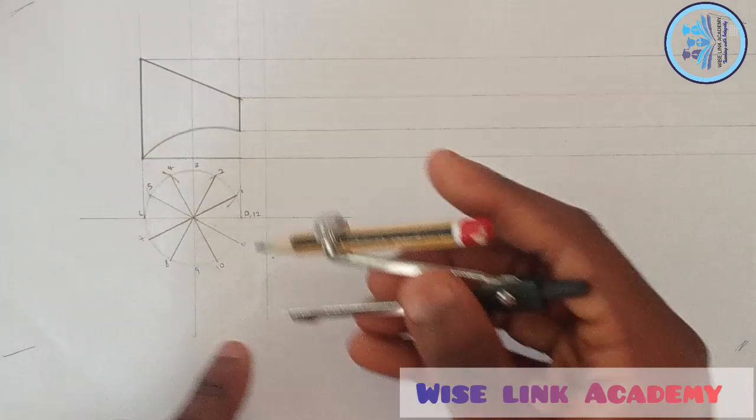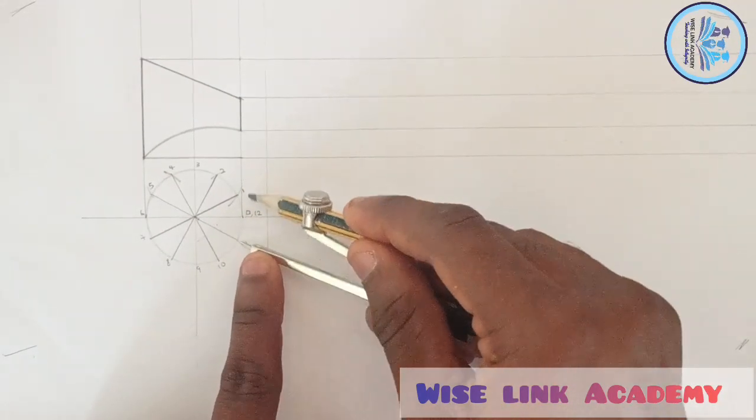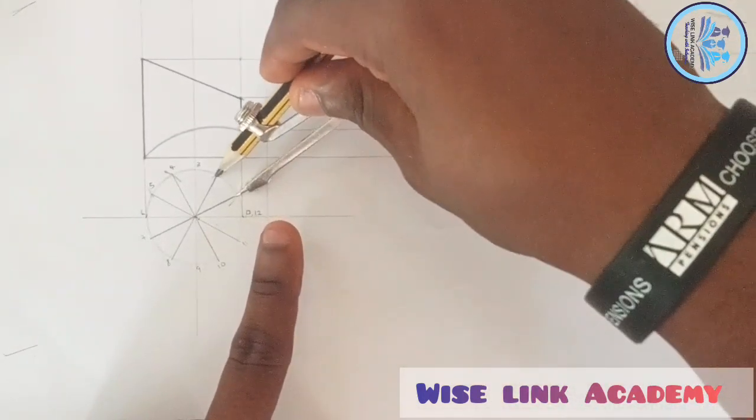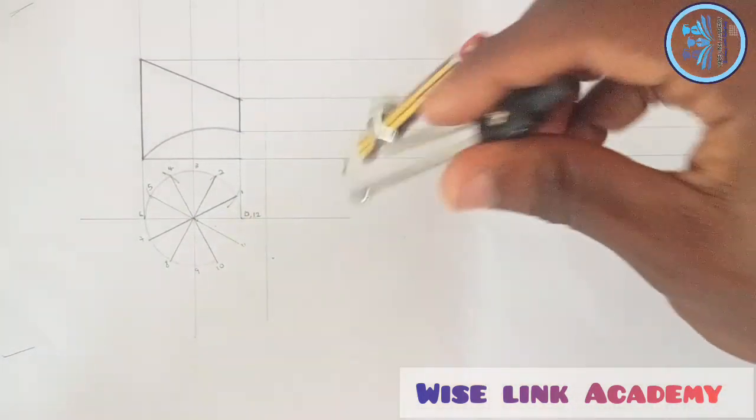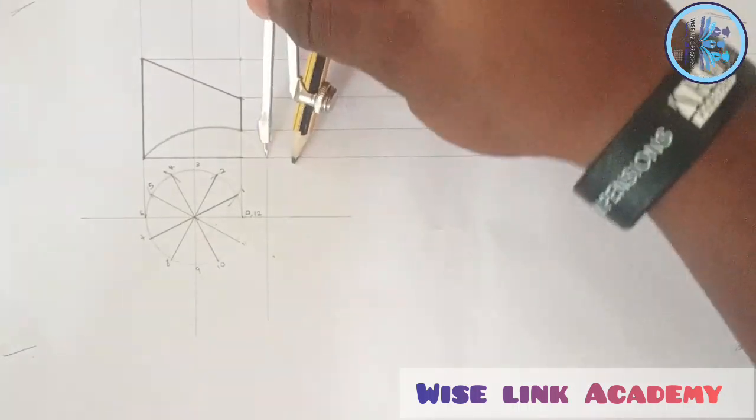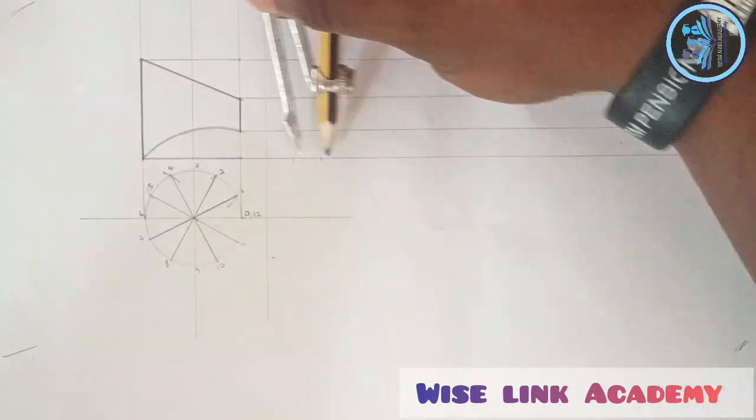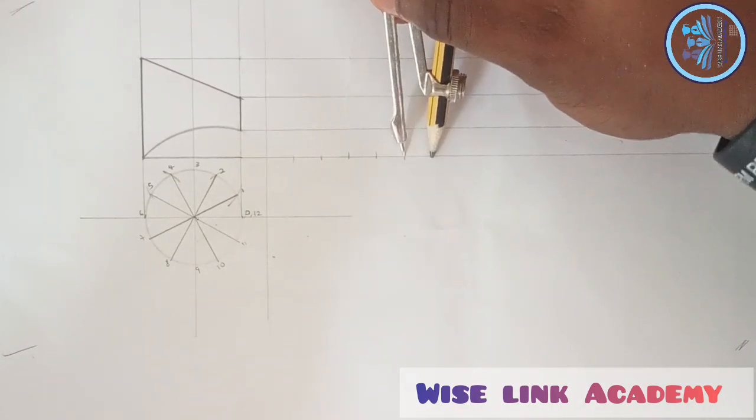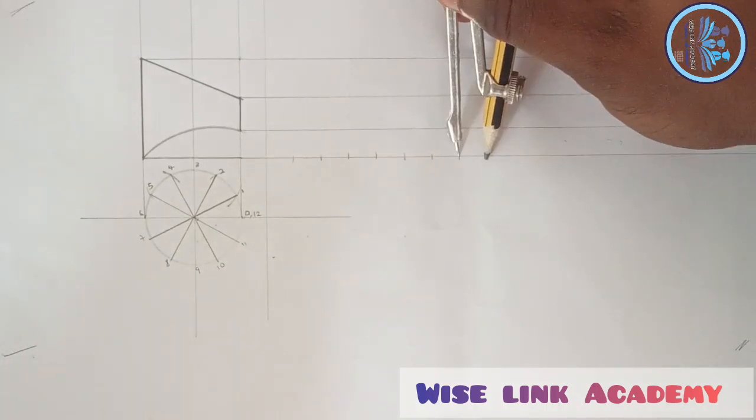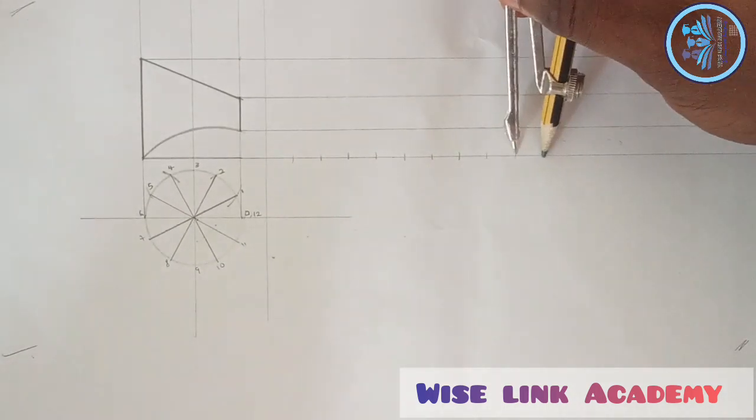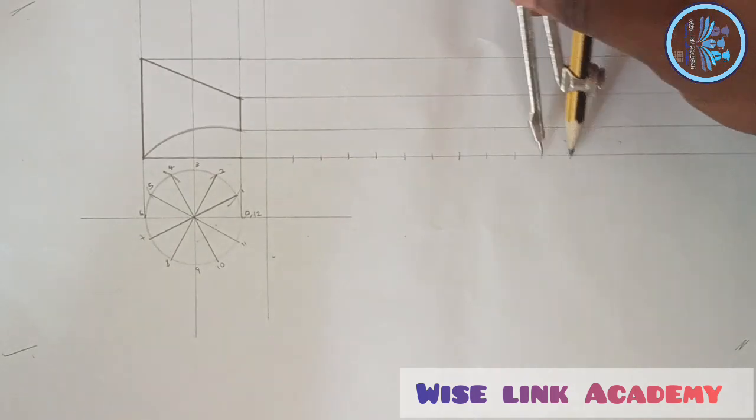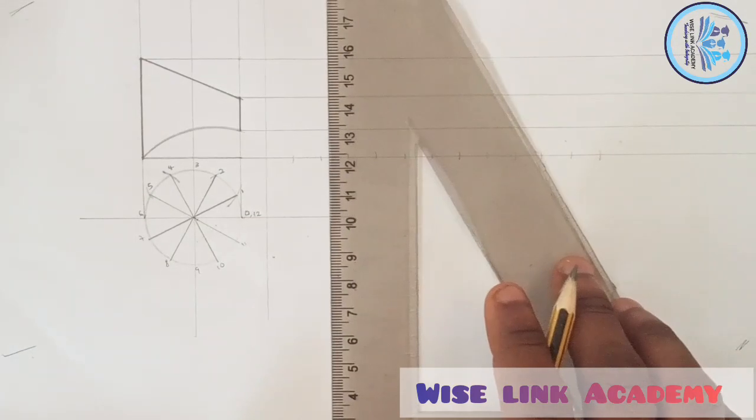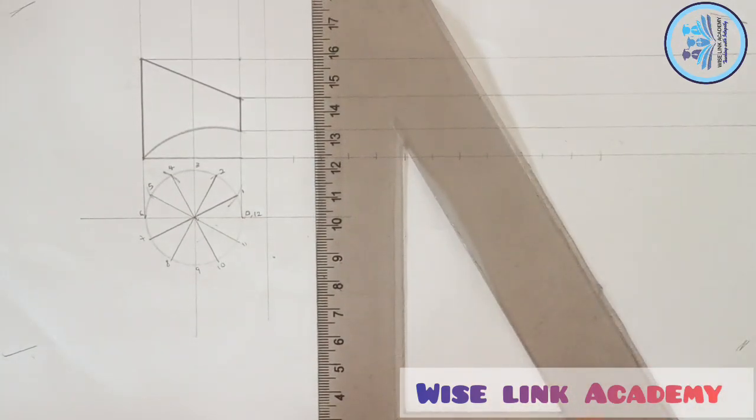Next up, I will take the distance of 0 and 1, they are the same in measurement as 1 and 2. So take it this way. I will now divide this. Let's take it 1, 2, 3, 4, 5, 6, 7, 8, 9, 10, 11, and 12. So I'll take my set square such that it will be tangential to my t-square.